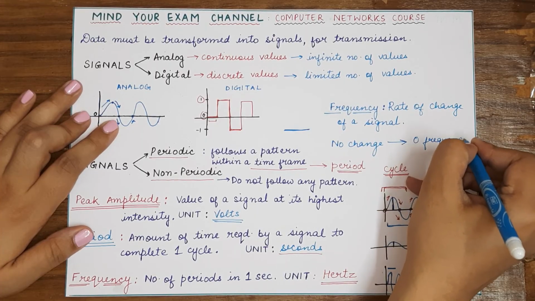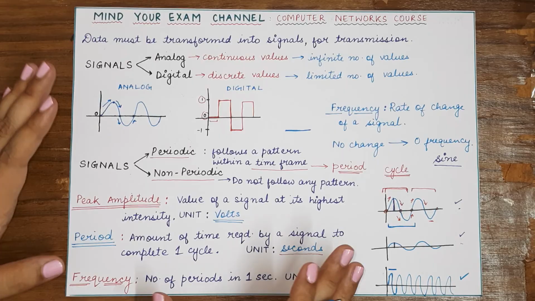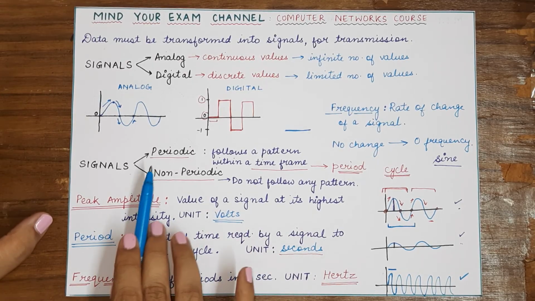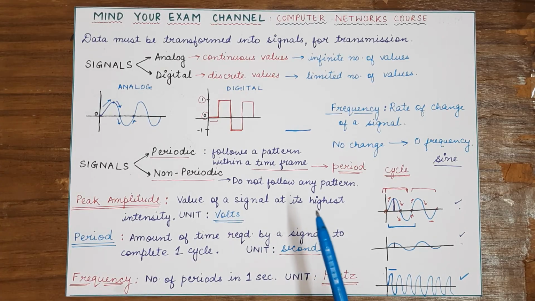Okay, so these were some important points that you must know about signals: analog signals, digital signals, periodic and non-periodic signals, and their important properties. So that's all for today. In the next video, we will be studying phase, wavelength, and bandwidth.